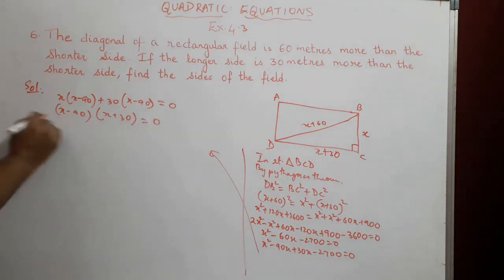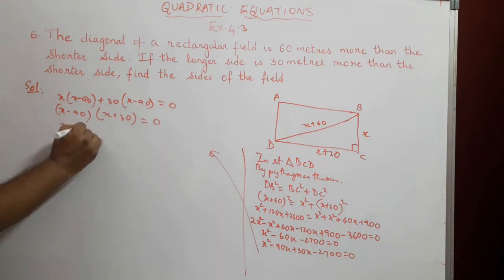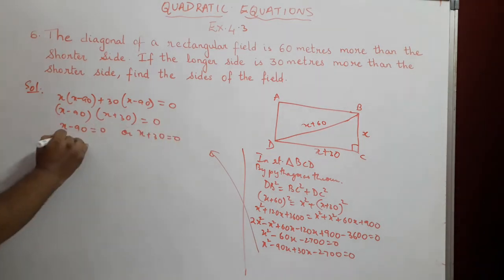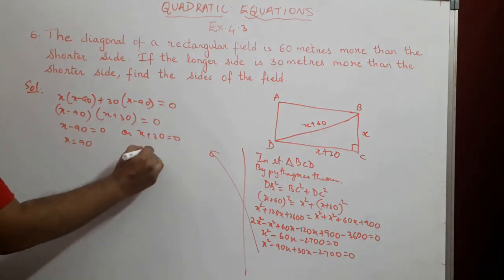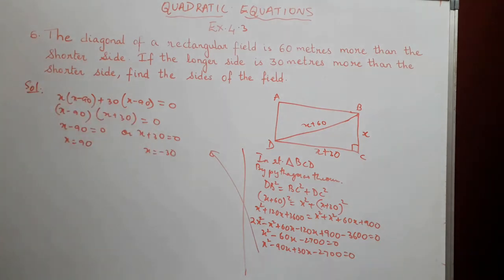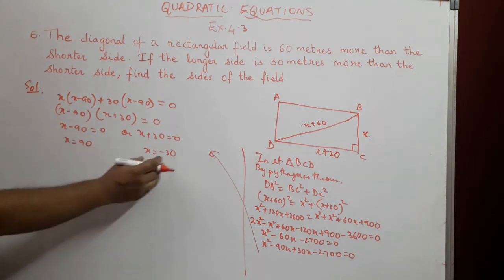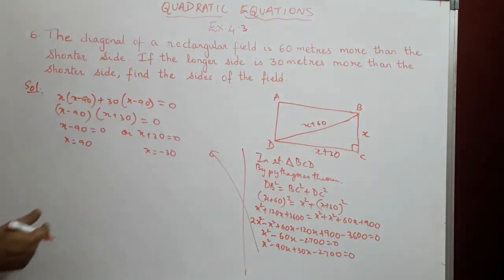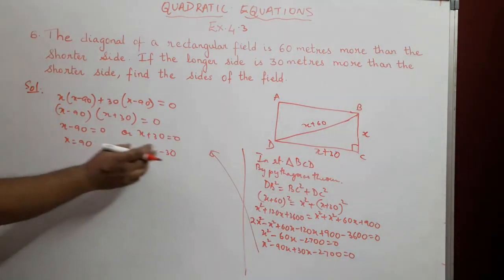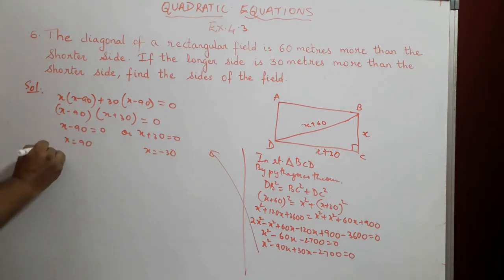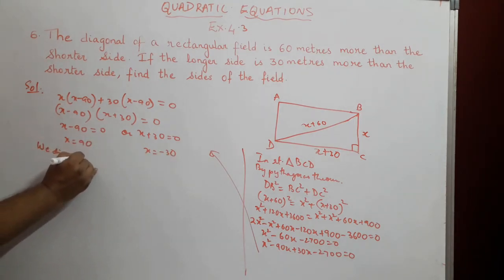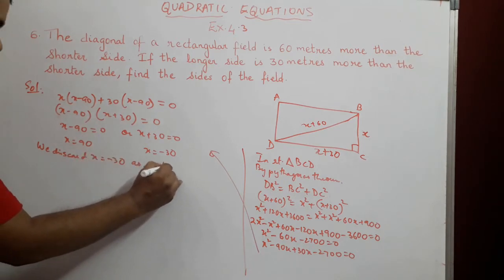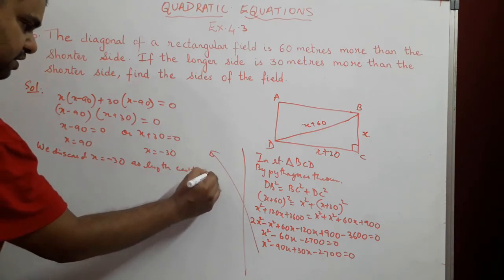Put X minus 90 in one bracket and X plus 30 in the other bracket equal to 0, which means we get either X minus 90 equal to 0 or X plus 30 equal to 0, which will be X equal to 90 or X equal to minus 30. Now we take X equal to 90, because X is a length of the shorter side. So we discard X equal to minus 30, as length can't be negative.